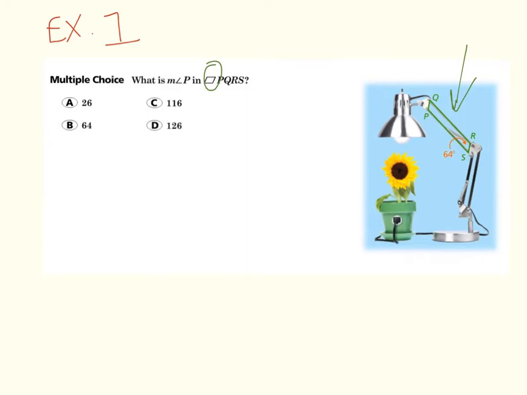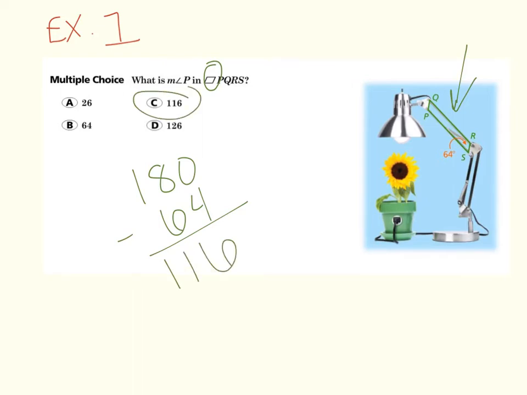Well, we know that angle P and angle S are consecutive angles, and according to the theorem on the previous slide, consecutive angles are supplementary. So in order to figure this out, we need to subtract 64 from 180. When we do that, we end up getting 116, and so the answer would be C.